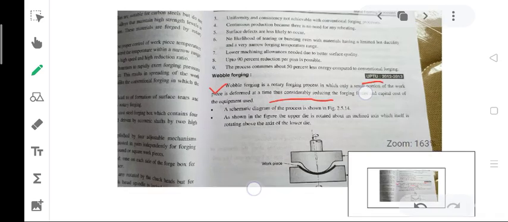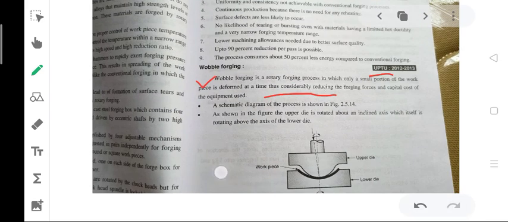As shown in this diagram, there is a workpiece, a lower die, an upper die, and a direction of rotation. The lower die is horizontal and rotates at the same speed as the upper die. So the die has three motion types.